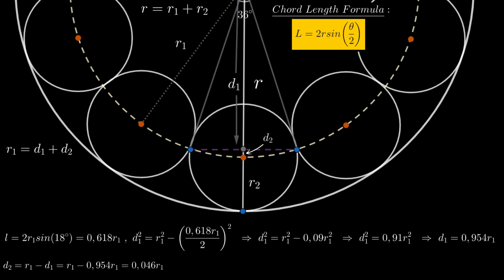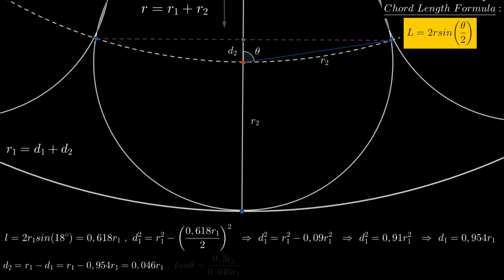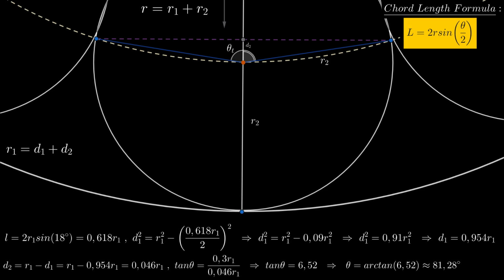Now that we know these two distances, let's find this angle here, theta, where tangent of theta equals 0.3 times r1 over 0.046 times r1, and the r1's cancel out. And we have tangent of theta equals 6.52, so theta equals arctangent of 6.52, which is approximately 81.28 degrees. So the total angle that looks to this chord here from the center of the smaller circles is 81.28 times 2, which is 162.56 degrees.